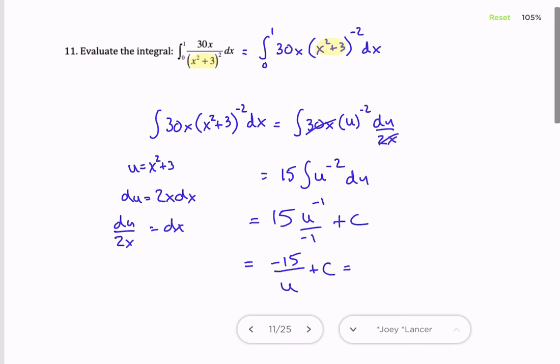And lastly, we are going to back substitute for u. Remember, u was x squared plus 3. So we have negative 15 over x squared plus 3 and plus c.